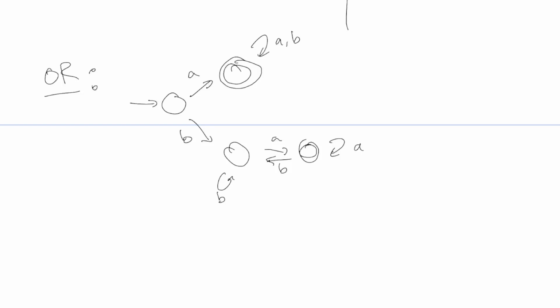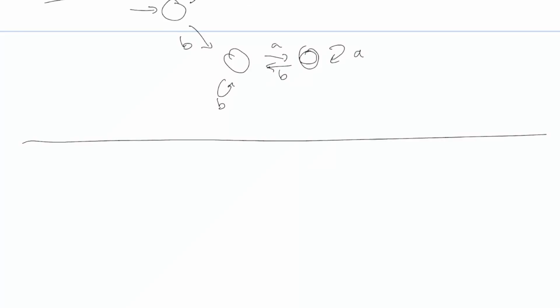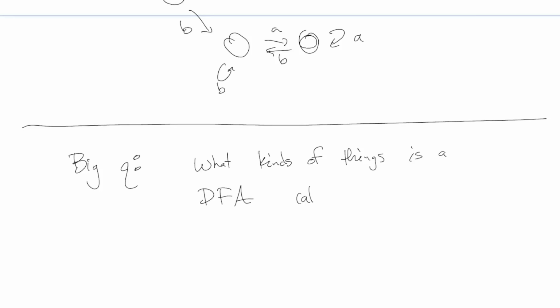I would like to try and ask sort of a big question that we're going to come back to eventually, but this is something that I would like us to start thinking about. Big question: what kinds of things is a DFA capable of analyzing?